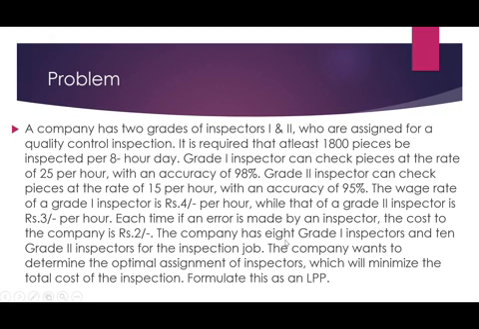The company has 8 grade 1 inspectors and 10 grade 2 inspectors for the inspection job. So this sentence is giving us individual limits. I have only 8 grade 1 inspectors. I have only 10 grade 2 inspectors. So these are individual limit constraints. The company wants to determine the optimal assignment of inspectors, which will minimize the total cost of the inspection.